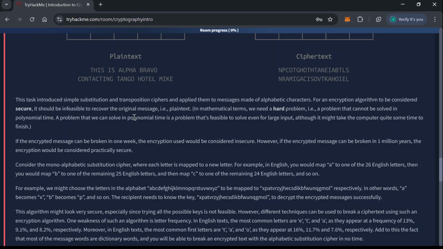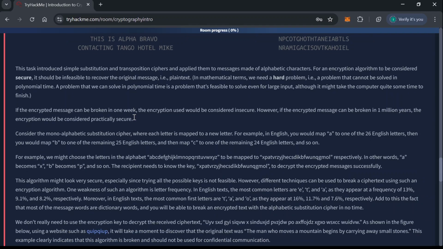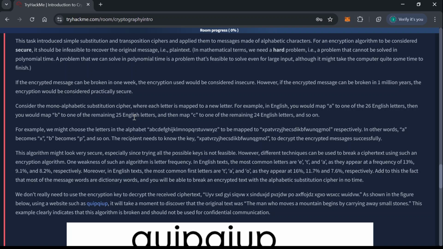For example, in English, you would map A to one of the 26 English letters, right? Then you map B to one of the remaining 25 English letters, and then map C like that. So we might choose the letters in the alphabet to be mapped to this respectively. In other words, we know that A becomes X, B becomes P, and so on. The recipient needs to know the key to decrypt the encrypted messages successfully. This is like when we say we are using the same key to encrypt and decrypt, right? That's what we are doing here.